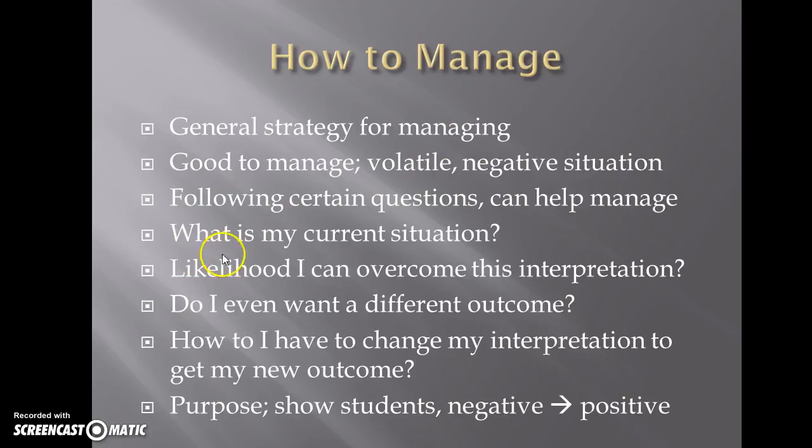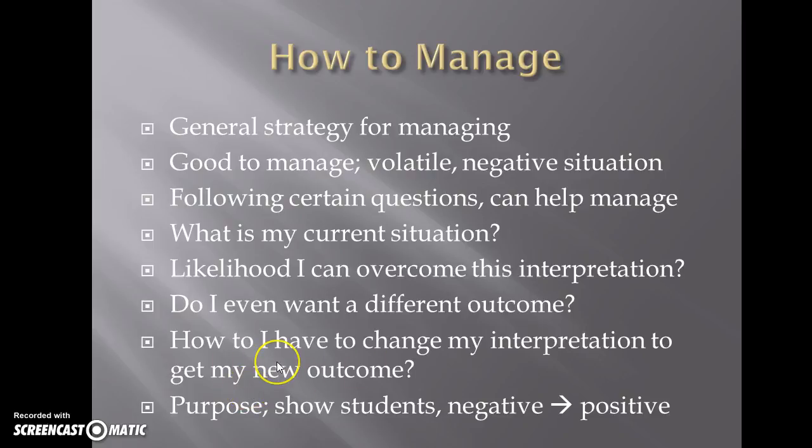The first is, what is my current situation? What's being talked about? What misconception is going on here? The second question is the likelihood that I can overcome this interpretation. Is it likely that because of who I am, I can overcome this interpretation? Now, the third question is very important: do I even want a different outcome? You need to ask yourself that question and go from there.